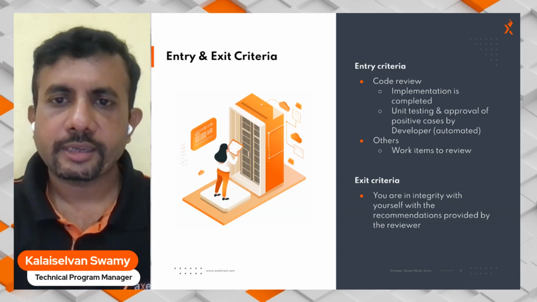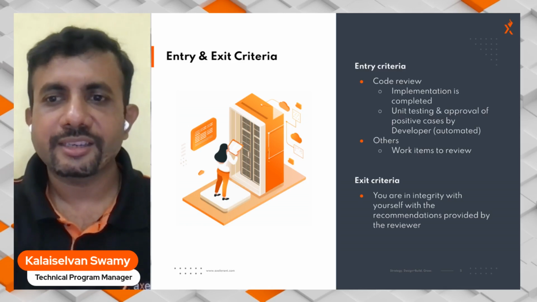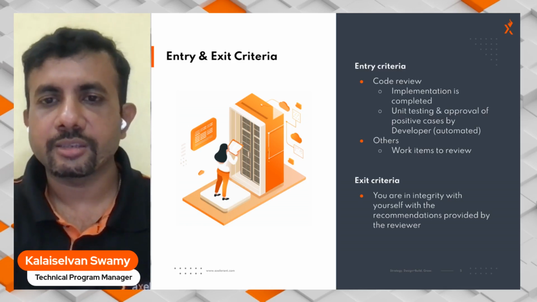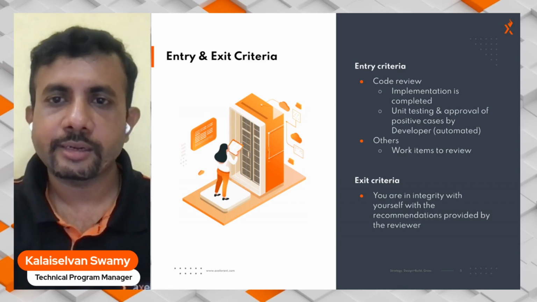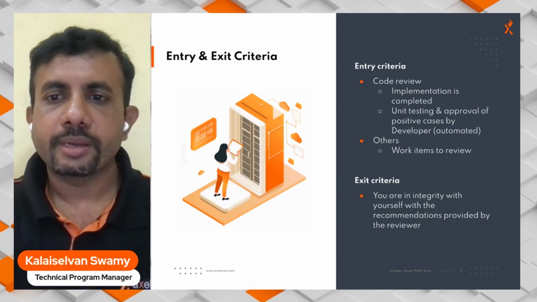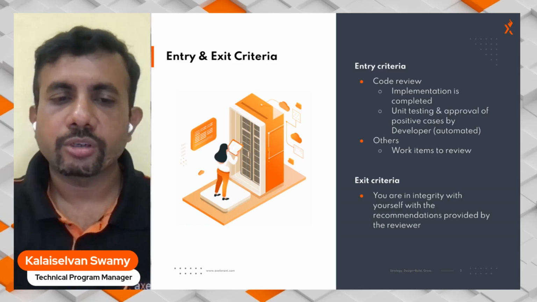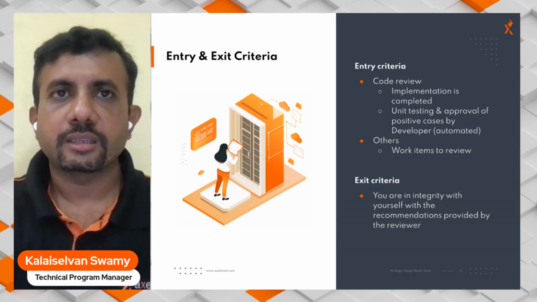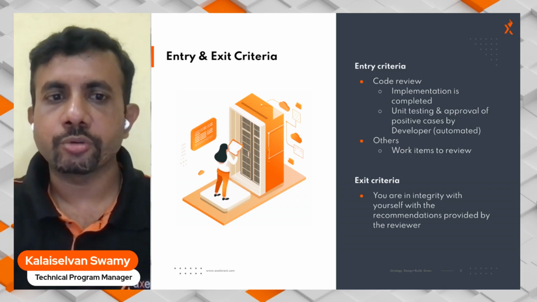And other work items, other than code, which you can ask for review, we will see in the future slides. The exit criteria really here is that you are in alignment with the recommendations provided by the reviewer. So it's important that you align with the reviewer on what the intent or perspective is behind the questions that they ask or the suggestions that they provide. And it's important you align with them on that. We will also see what you need to do and what you need to avoid during peer reviews.